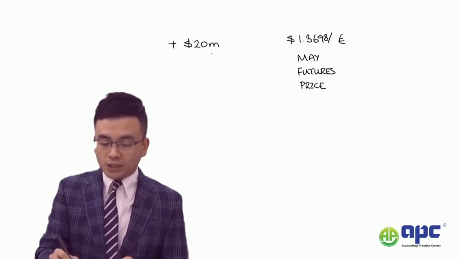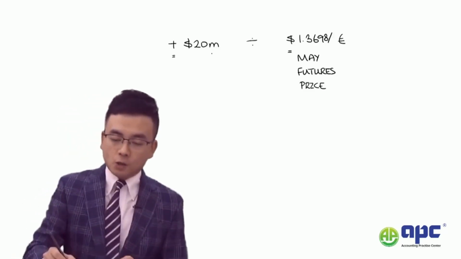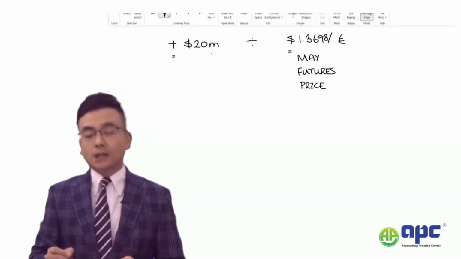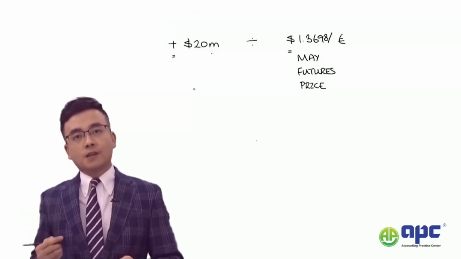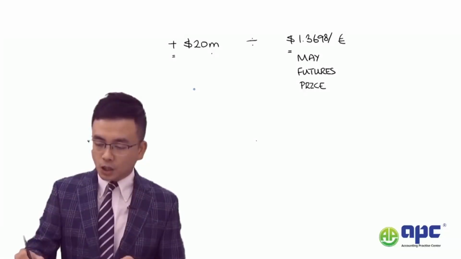Of course, we will need to divide to get the euro. However, we will need to work out what would be the price on the settlement date, which means on 30th April. The way that we're going to do this is that we will need to add the closing basis here.